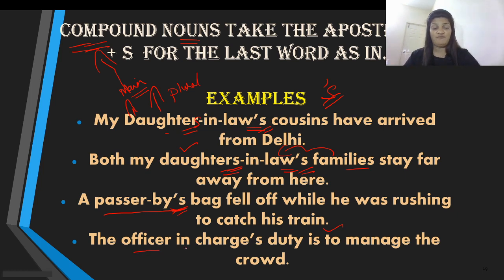Another example, the officer in charge. Now, this is your compound noun, and to show possession, you use apostrophe and then letter S at the end. If you have to pluralize this word, you use the letter S for the principal word. Remember this: officers in charge, not officer in charges. In charges would actually mean that you are showing possession. The officer in charge's duty is to manage the crowd. So remember this formula, because it's pretty confusing, but with a little bit of practice, you will be able to master it. So that's the rule of compound nouns.